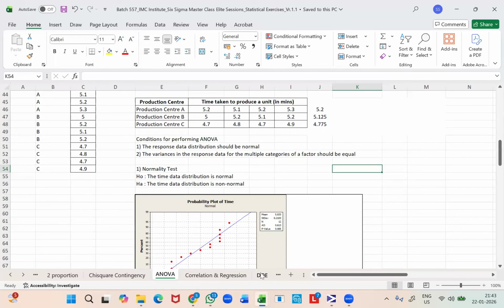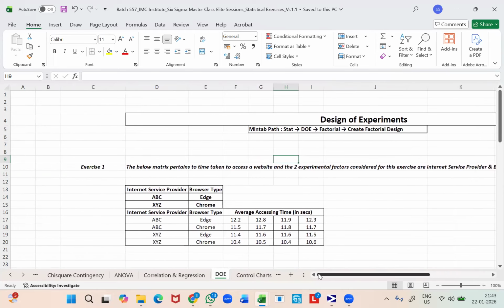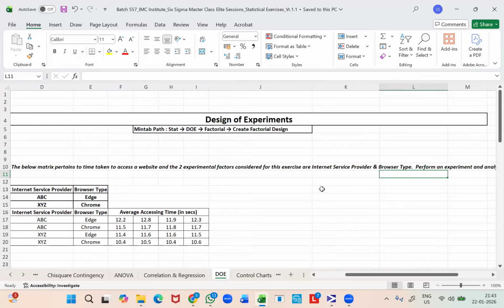So we will click on the next sheet titled Design of Experiments, DOE, right? So we have a scenario provided here along with the experimental data. So we need to analyze the impact or the significance of the factorial effects applicable for this scenario. So what is this scenario? So it says the below matrix pertains to the time taken to access a website, and the two experimental factors considered for this exercise are internet service provider and browser type. So we are talking about average accessing time as the response variable, right?